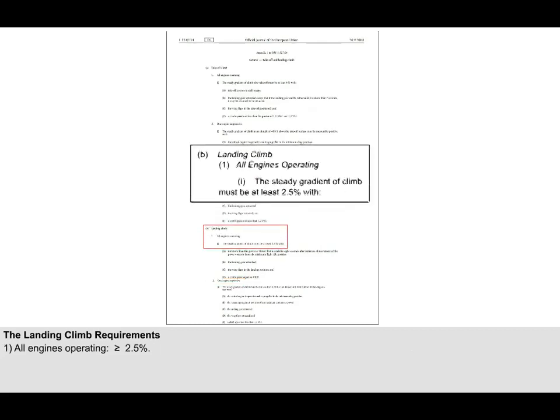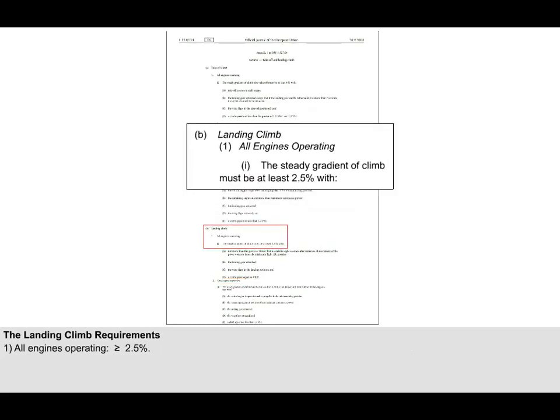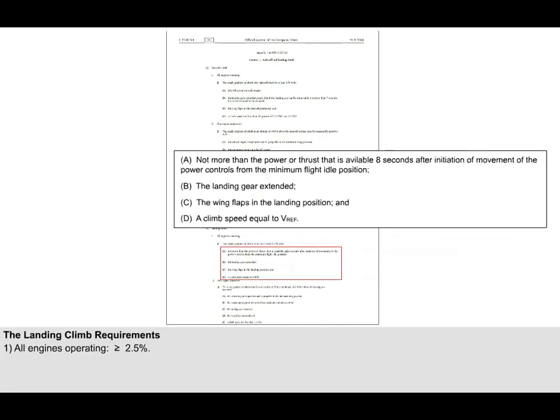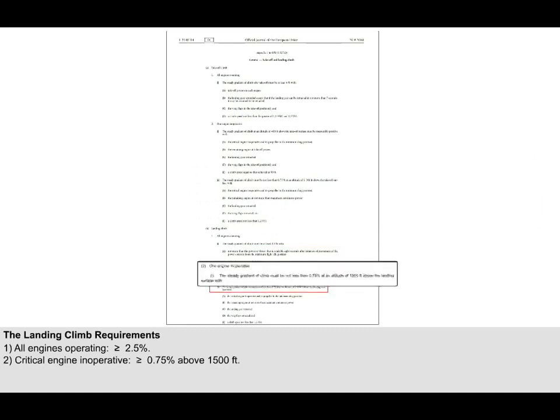With all engines operating, the steady gradient of climb must be at least 2.5%, assuming these conditions. Notice that in order to demonstrate this climb capability for certification and for operational purposes, the undercarriage is assumed to be extended and the wing flaps in the landing position.